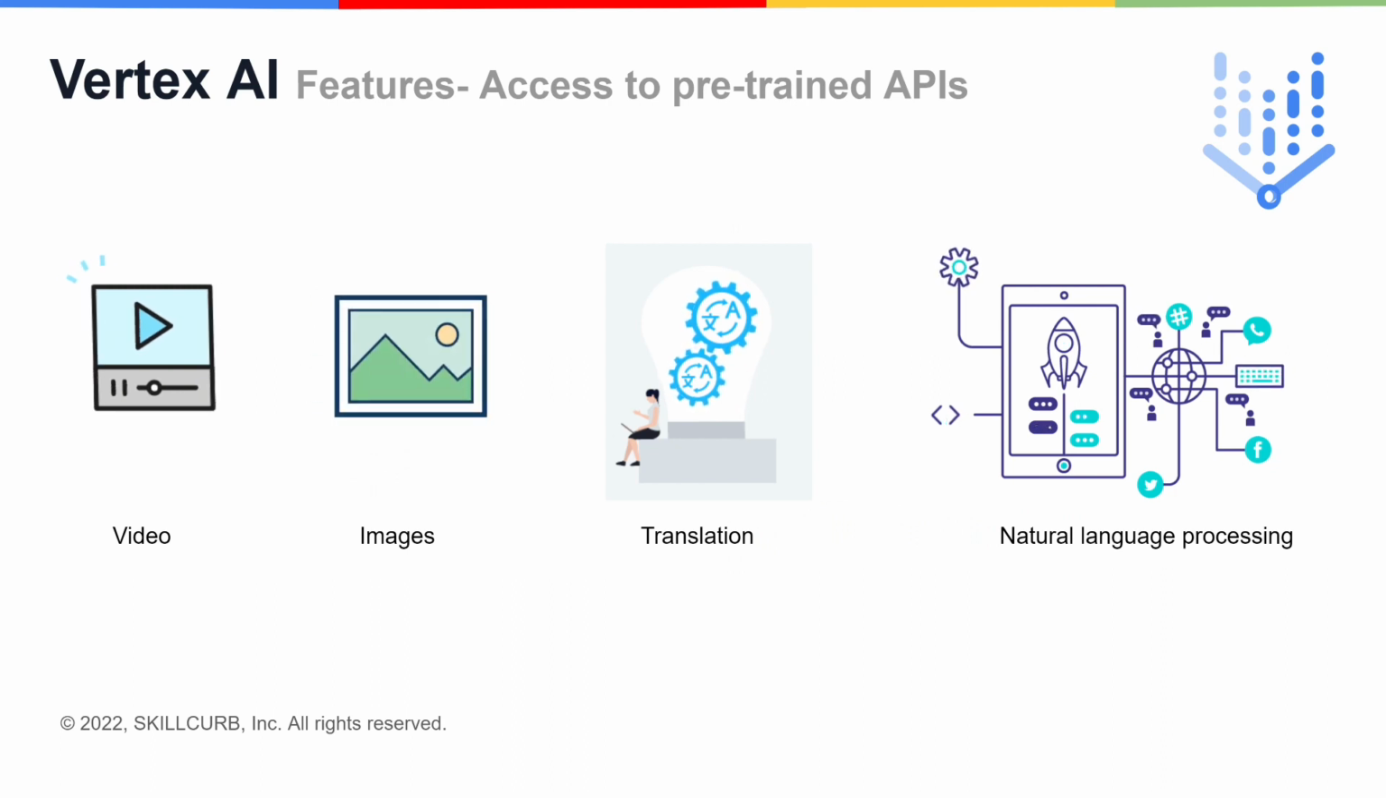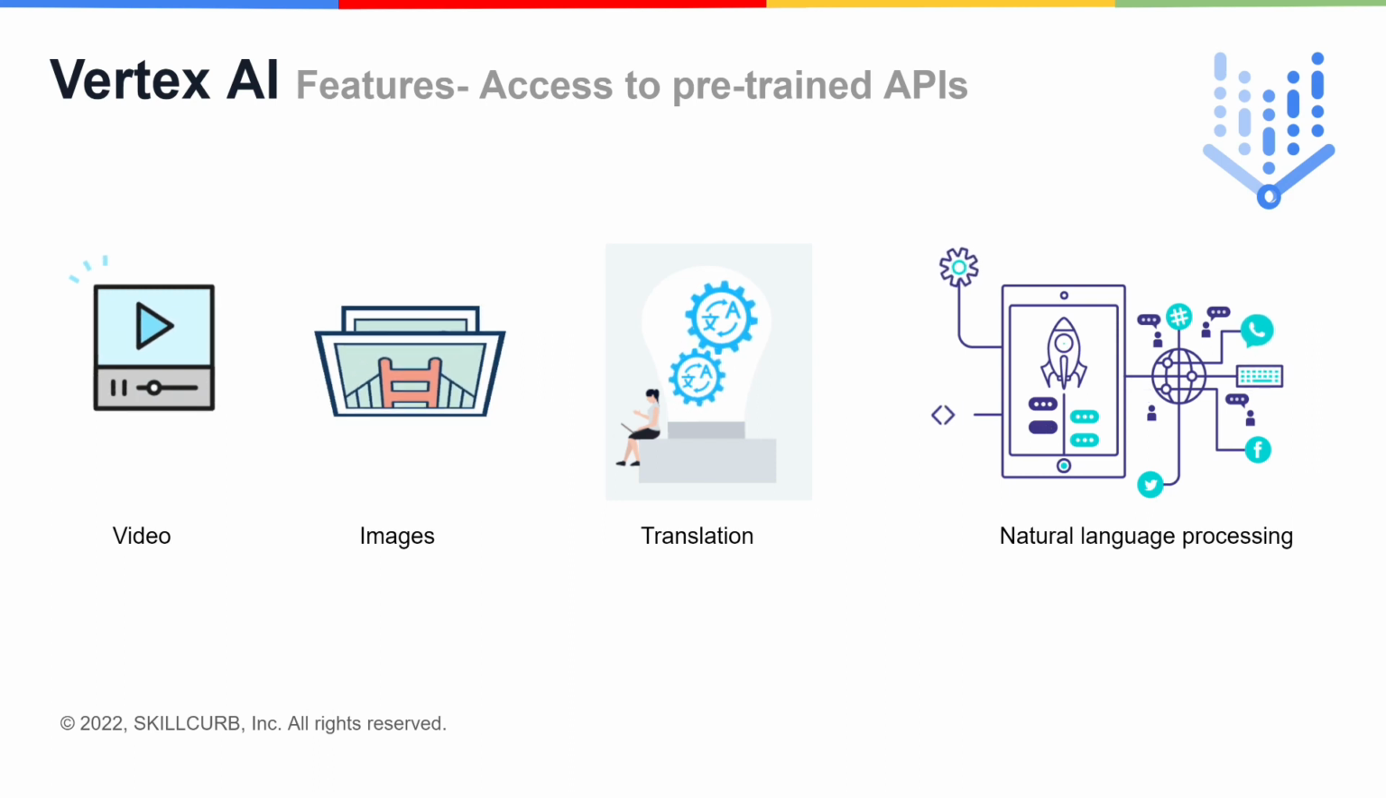Vertex AI makes it easy to integrate video translation and natural language processing with existing applications. AutoML empowers engineers to train models customized to meet their business needs with minimal expertise and effort.